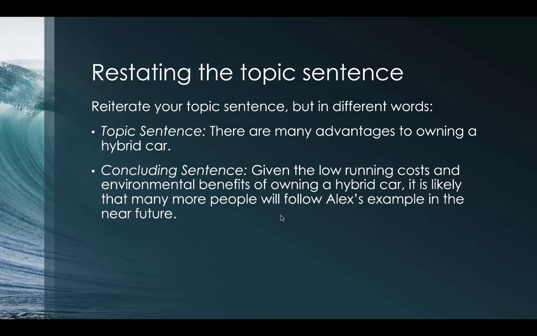So your concluding sentence could be, given the low running cost and environmental benefits of owning a hybrid car, it is likely that many more people will follow Alex's example in the near future. I don't know who Alex is. I'm assuming Alex happened somewhere in between these two sentences. But you're giving a prediction here. So in this case, you can tell that this particular paragraph had examples, and we were talking about Alex and how his or her car was working out very well for them. And now we've got a prediction about it, like, look, it's worked out for this person. Let's see where it goes for other people. So we have that concluding sentence that tells you there's advantages, just like the topic sentence said, but it just tells it to you in a different way.